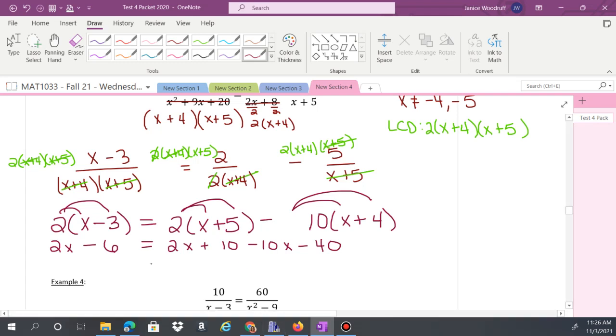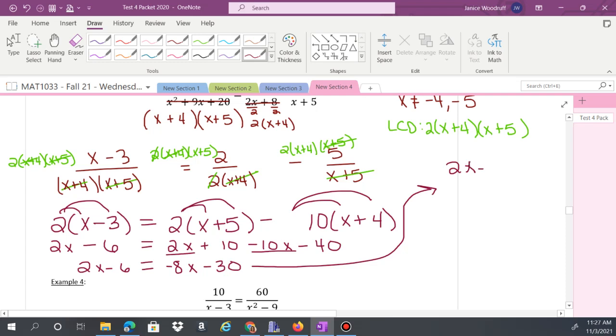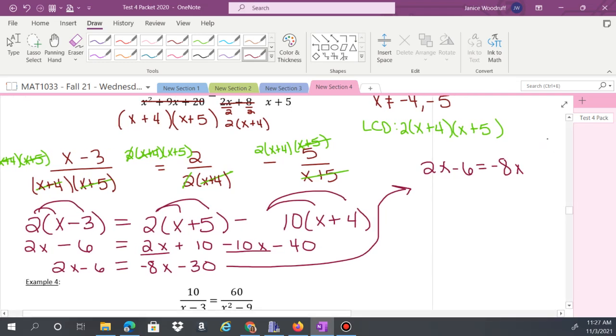On my right side, I do need to combine some like terms. So let's see here. 2x minus 10x is going to give me a -8x. 10 minus 40 will give me -30. Okay, I'm just going to move this over here. So I have 2x minus 6 equals negative 8x minus 30.